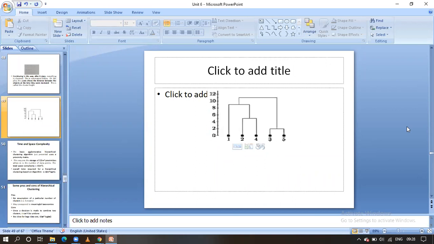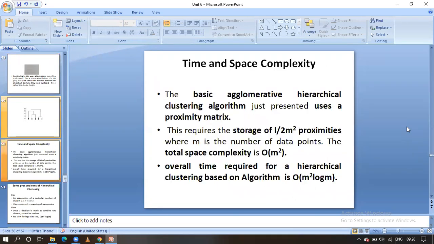Okay, let us see the time complexity related to this one. Coming to the basic agglomerative hierarchical clustering, it uses the proximity matrix. Okay, no need to construct the overall proximity matrix, guys. The lower half of the matrix is sufficient to construct the agglomerative hierarchical clustering and dendrograms. That is why we have taken only half of the m square.